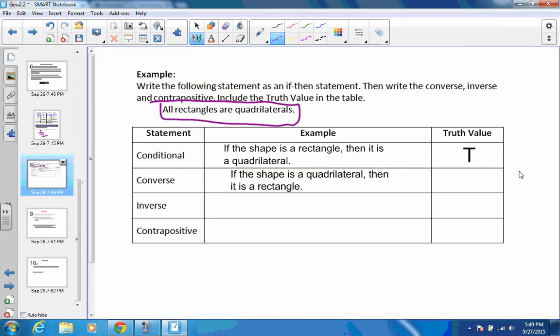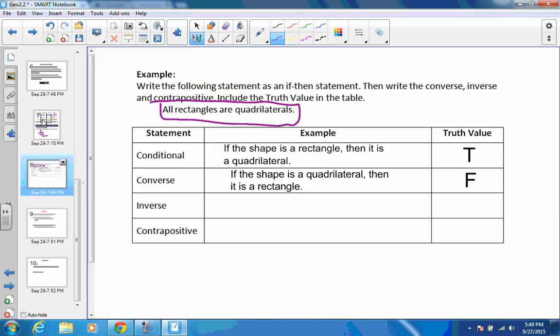If the shape is a quadrilateral, well, what about a square? Well, that's a rectangle. Shoot. What about a parallelogram? A parallelogram or a trapezoid? 4 shaped figures that are not rectangles. So all you need is one counterexample for it to be false. So far, those are not equivalent statements.